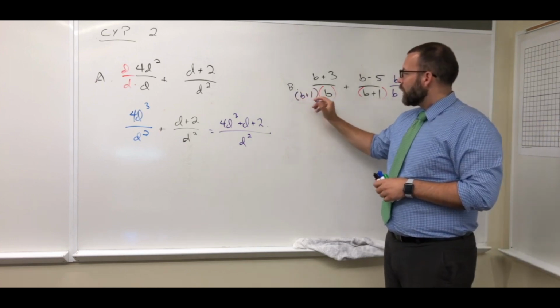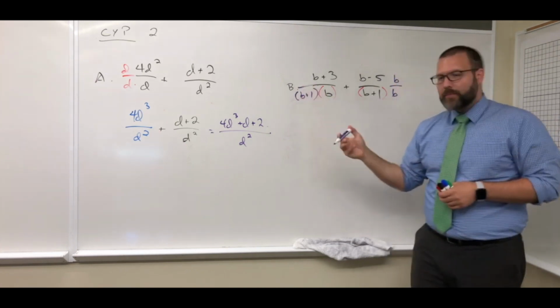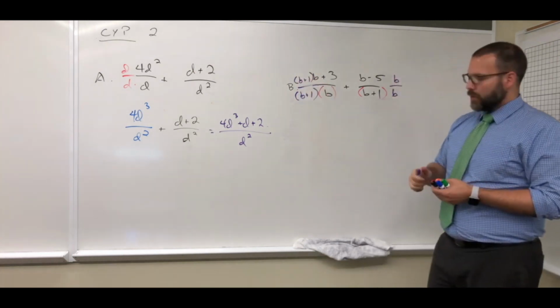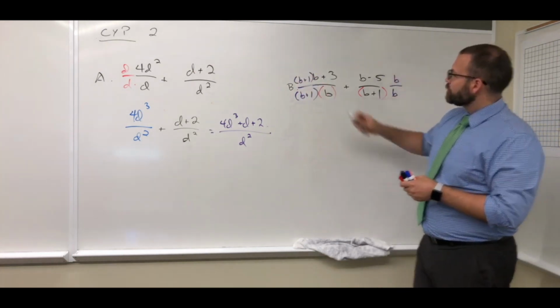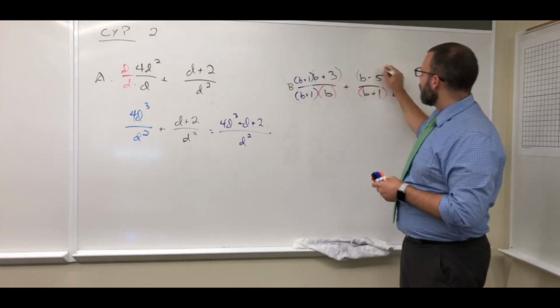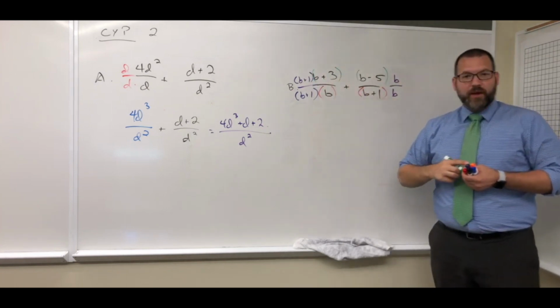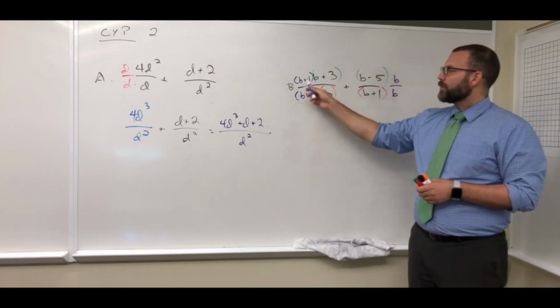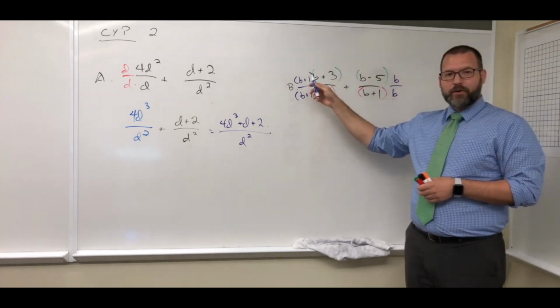B plus 1. But if I'm going to multiply the denominator by b plus 1, I also have to multiply the numerator by b plus 1. And of course, I want to be careful. I want to remember both of these are binomials, so I have to treat them that way when I multiply stuff out. I'm not going to show you the box method here, but that's what you would use to multiply out that numerator if you need to.